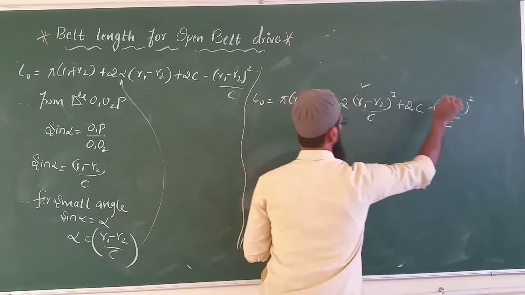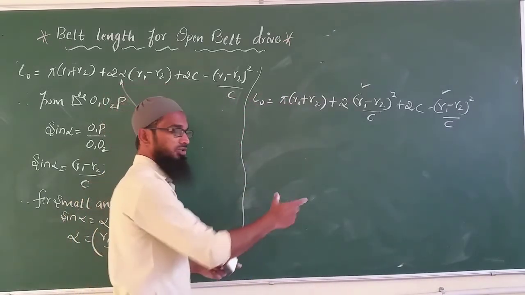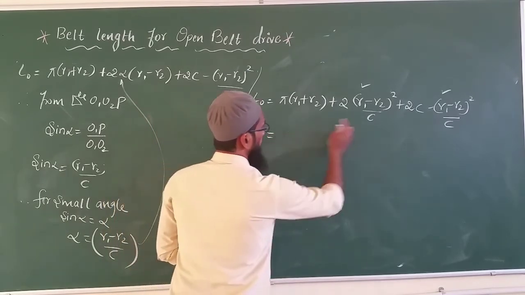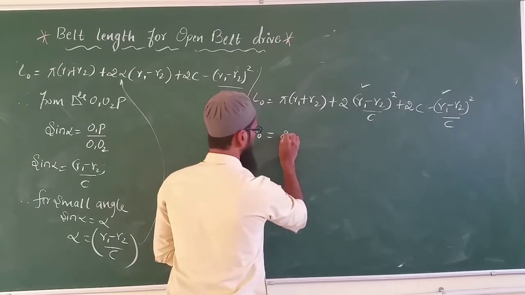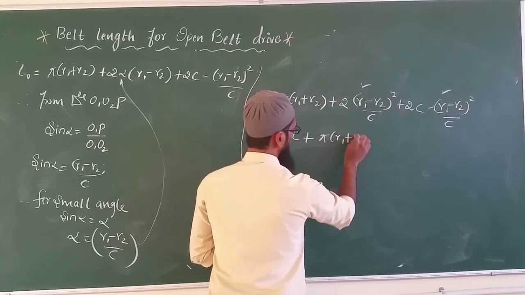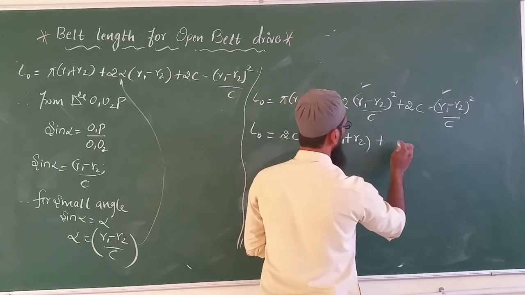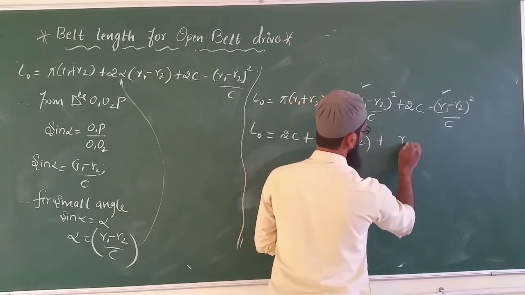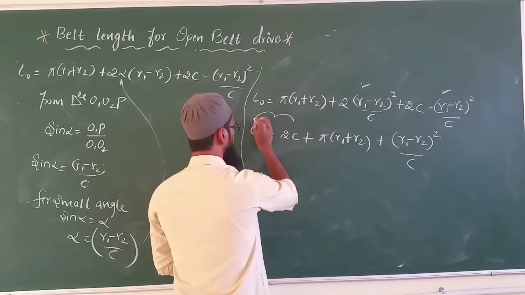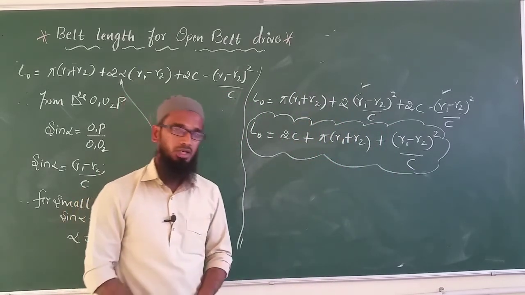Now we see these two terms, there is 2 times here and one time here, so we subtract. So we'll get L0 is equal to 2C at the starting, then pi times (R1 plus R2), and after subtracting these two, I'll get in a simple form (R1 minus R2) whole square by C. Now this is actually the length of the given belt for an open belt drive condition.